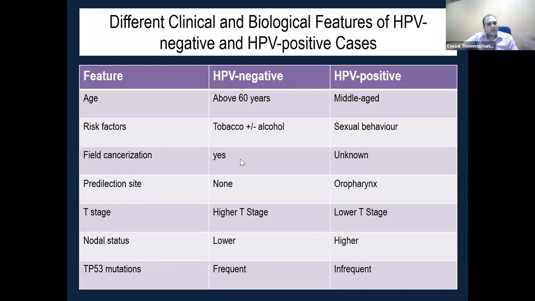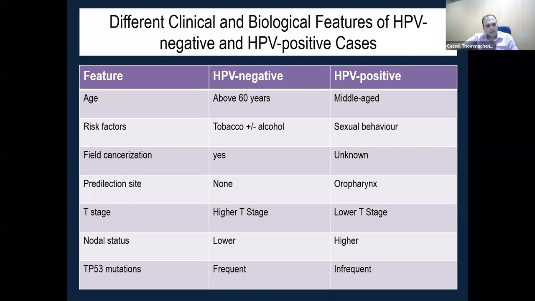So field cancerization is not there in P16 positive, and the oropharynx is the most common site. There is no need to do a P16 assay for oral cavity, larynx, or hypopharynx. It is applicable only for oropharyngeal carcinoma.